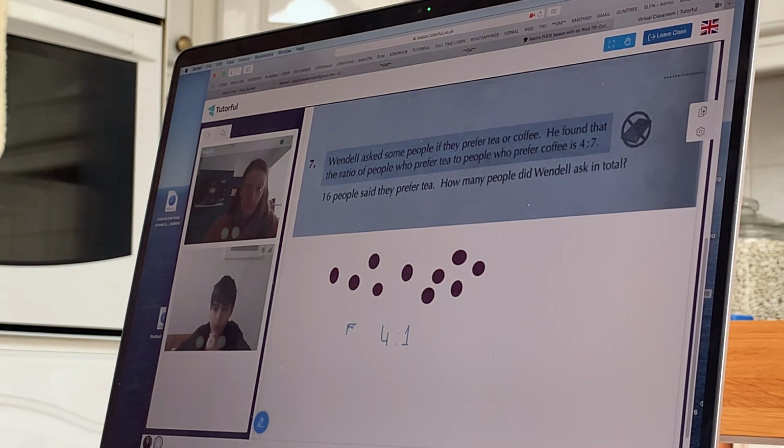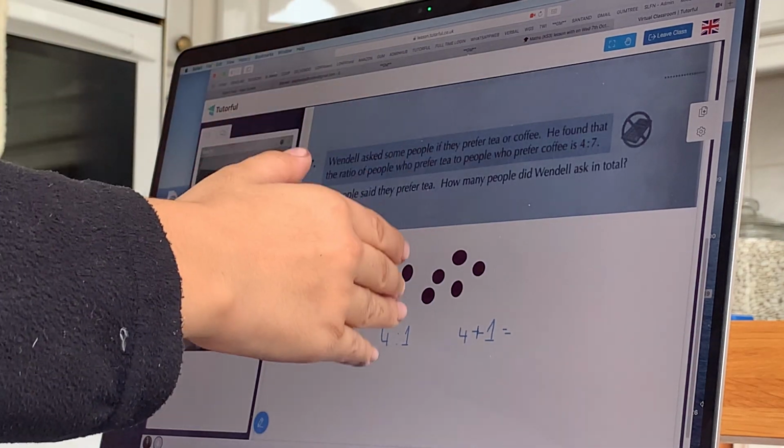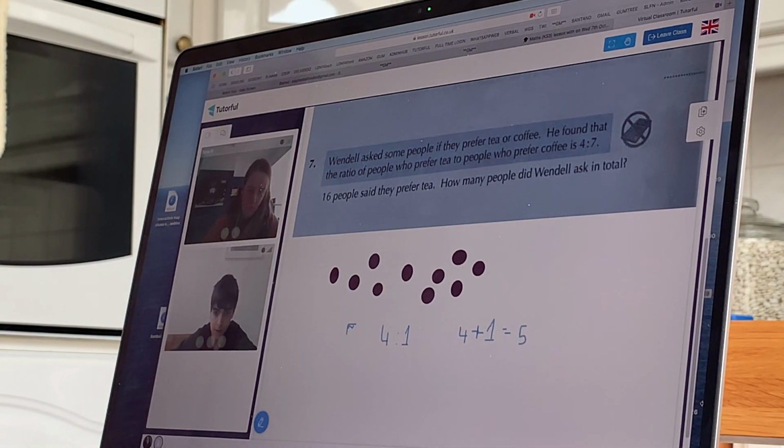Okay, so the amount of parts we have altogether is 5 parts. Does that make sense? Yeah, because of the half of 10. Yeah, so then it's half of 10, and that's why I chose 4 to 1. So we add these together to figure out how many parts we have, which is 5.